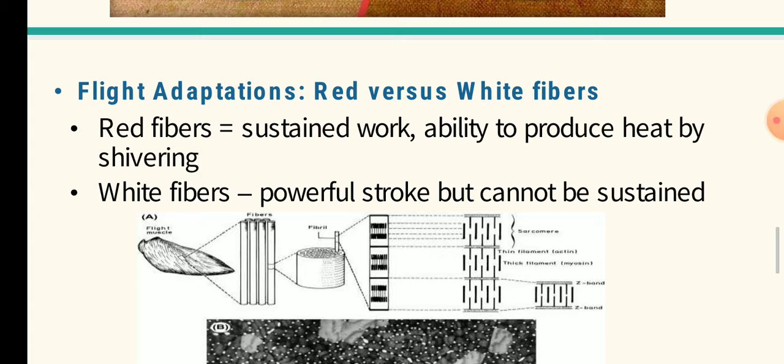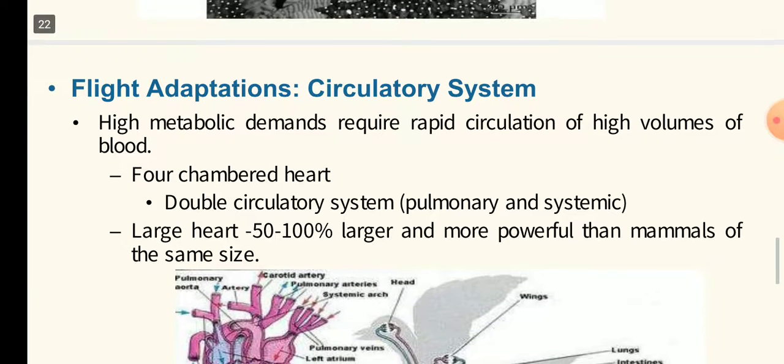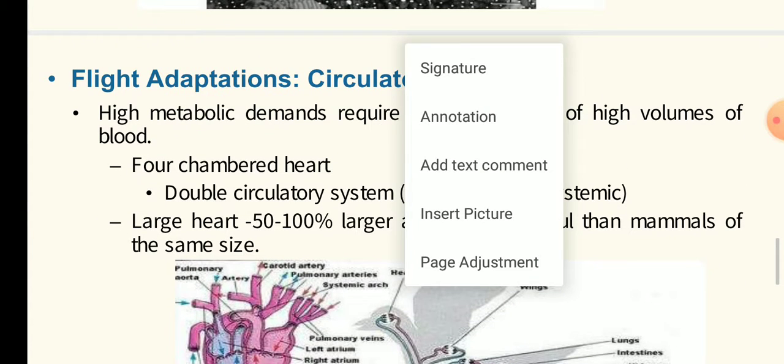That is the process by which heat is released, wherein electrons are passed, and oxidative phosphorylation helps in the non-shivering pattern, which releases the heat. That is carried out by the red fibers, whereas the white fibers provide a powerful stroke but cannot be sustained.